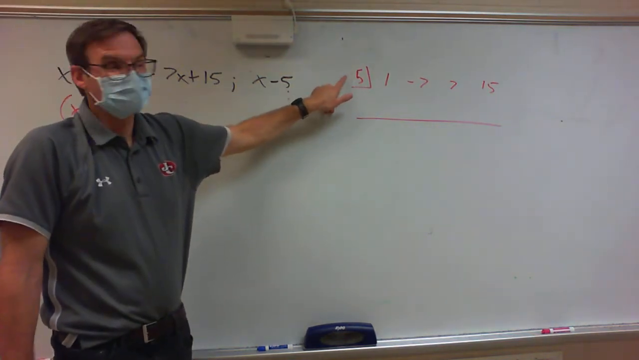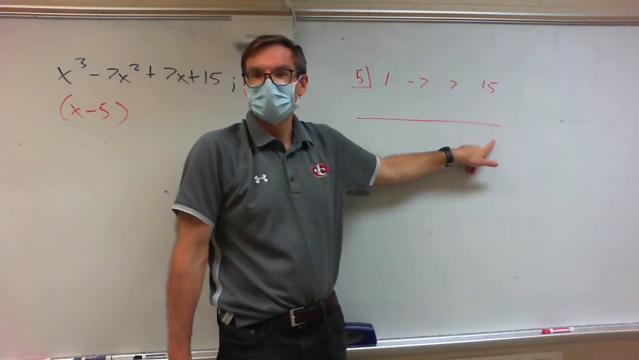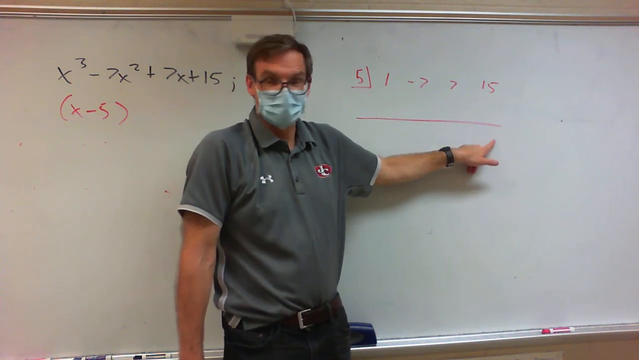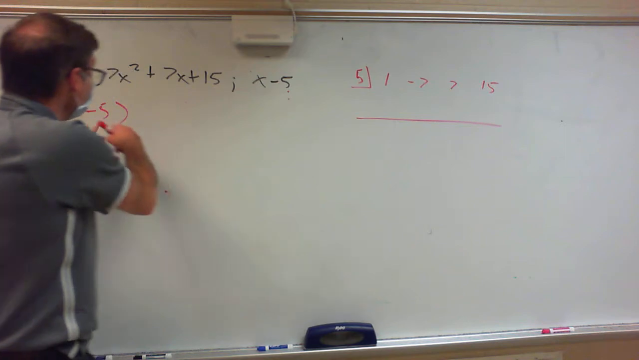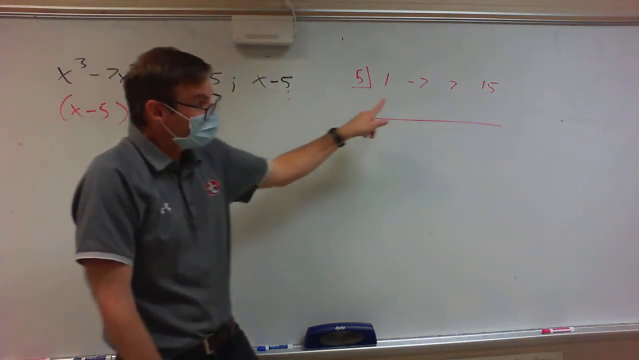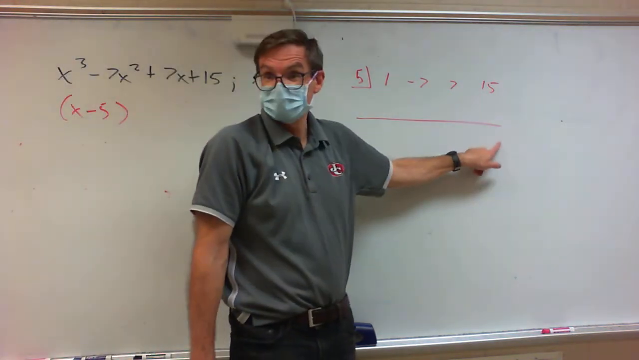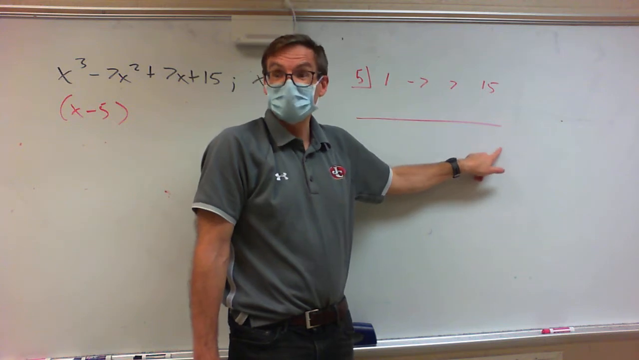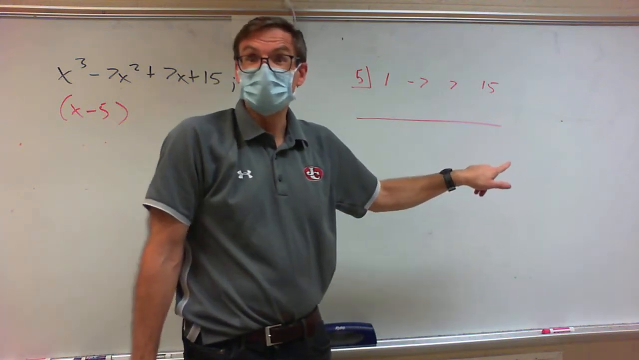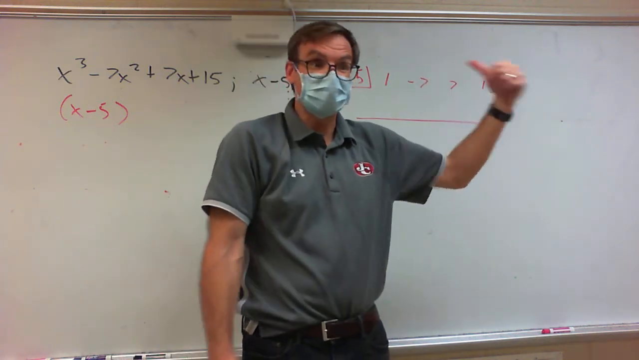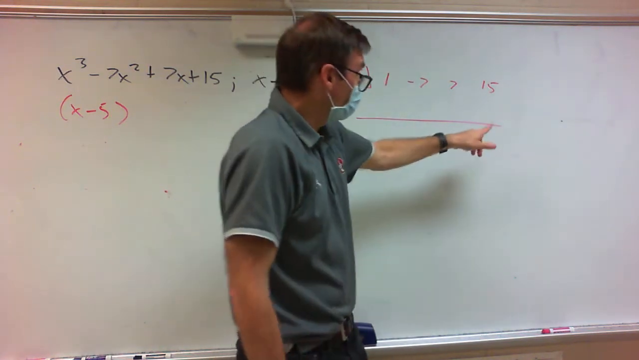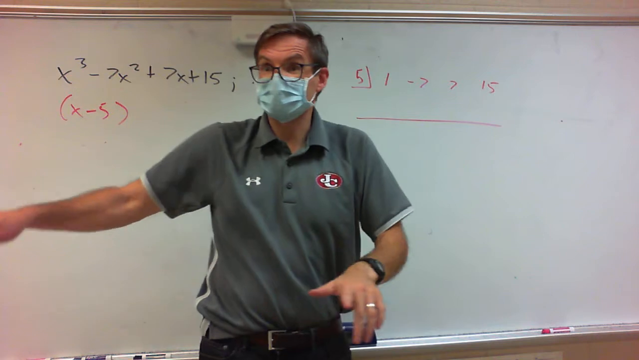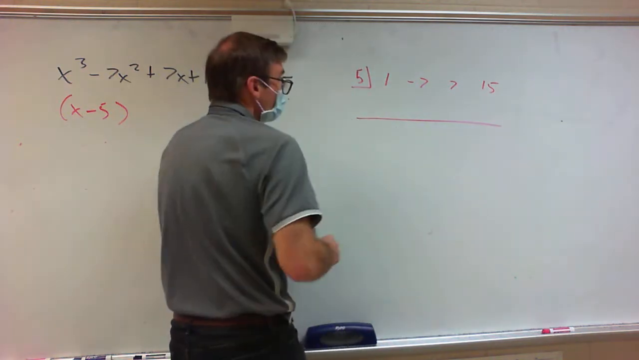Now, if this is a factor, what should the remainder be? 0, right? Does everybody understand that? That's huge. If I tell you this is a factor, that means when you do your synthetic division, you better get a 0 here. If you don't get a 0 here, one of two things happened. Either I messed up writing the numbers or you messed up computing. Because if you don't get a 0 here, none of this works. So hopefully we get a 0.